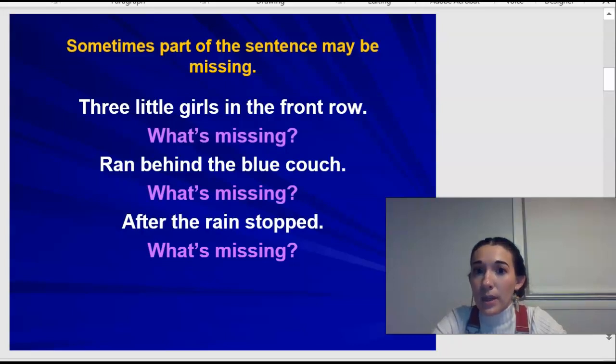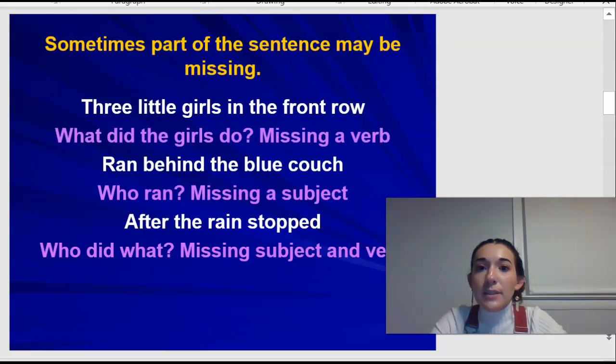So first we're going to focus on if a part of the sentence is missing, meaning the subject and the verb. So these are some examples where part of the sentence is missing. 3 little girls in the front row. Ran behind the blue couch. After the rain stopped. So all of these statements cannot be a sentence, they are a fragment because they are missing something.